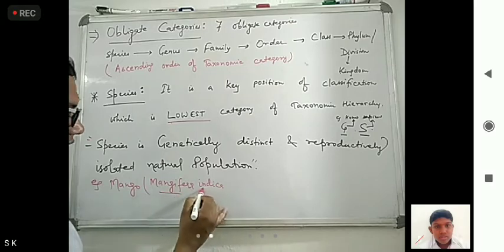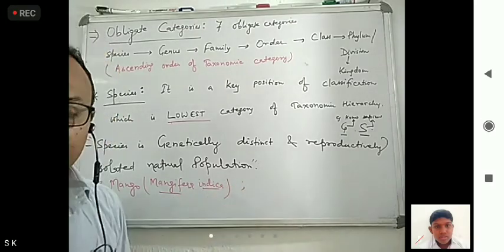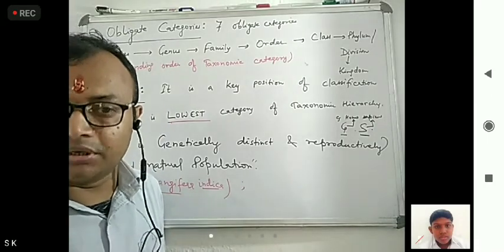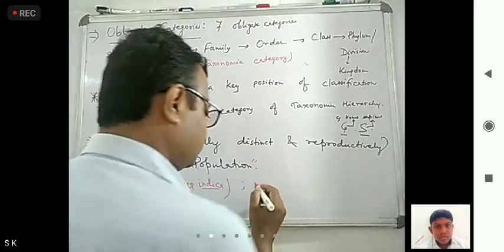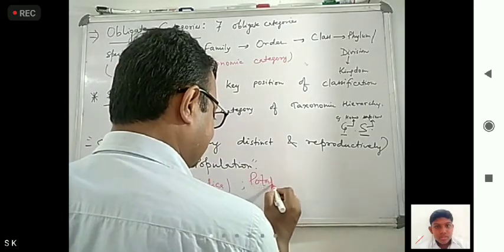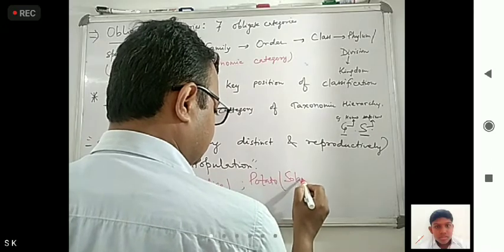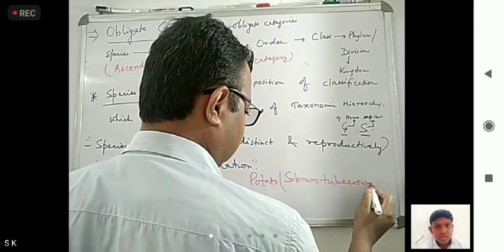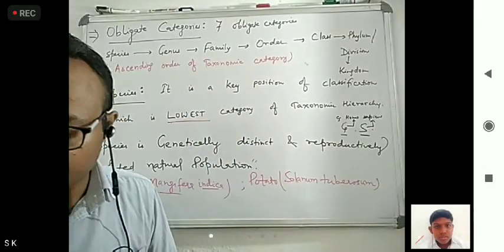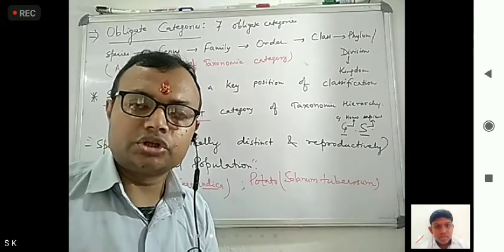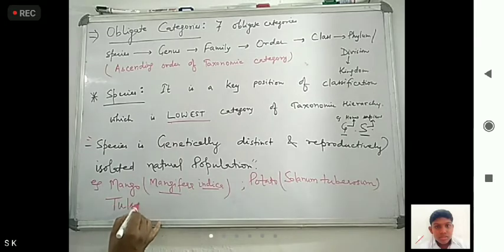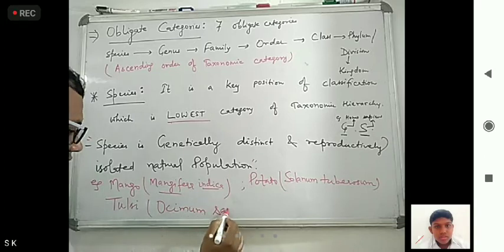Another example, we are taking potato. The potato's scientific name, botanical name, is Solanum tuberosum. If we are taking another example, tulsi. So Ocimum sanctum. Tulsi, Ocimum sanctum.